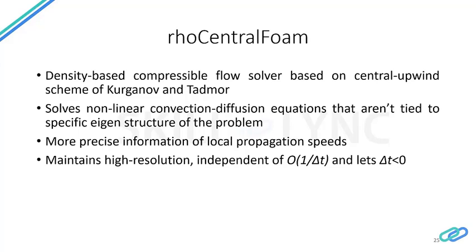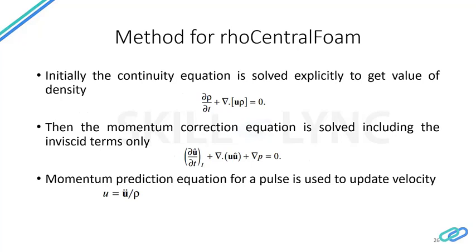By this, I mean under the set value of Courant number, you can change your delta t value as much as possible under the limit of your Courant number, and the solution will still maintain high resolution, high accuracy. I briefly want to go over the method used for solution in rhoCentralFoam.